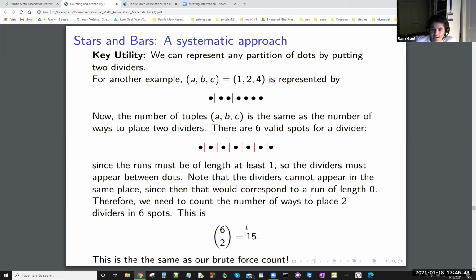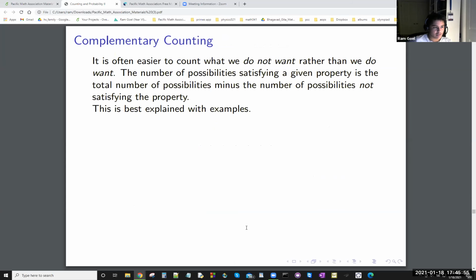Here somebody's asking, in stars and bars, the subset sizes are not fixed. That is correct. The sizes are not fixed. We are placing bars and we can get any set. Okay, so I hope that made sense.